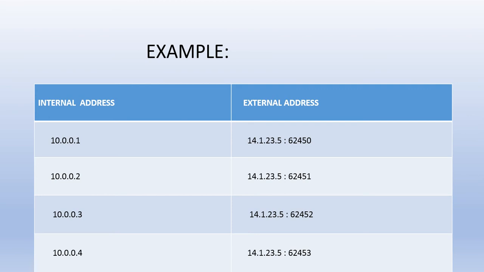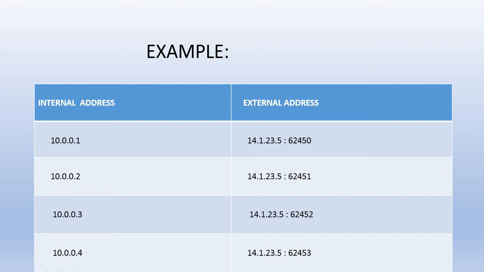So let's say here the same public IP address is 14.1.23.5. So every host from 10.0.0.1 to 10.0.0.4 will be translated into the same public IP address 14.1.23.5, as you can see here, but will be given a different port number by the NAT router. Like host 10.0.0.1 is translated into 14.1.23.5 but given a port number 62450.